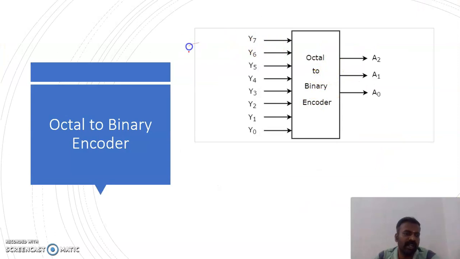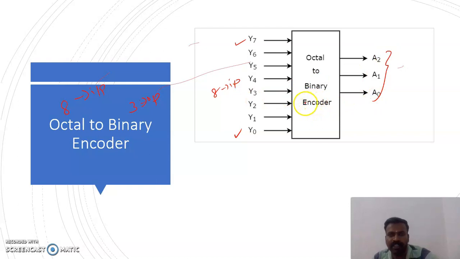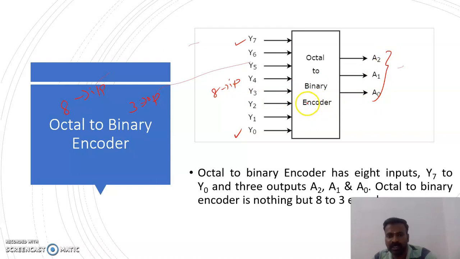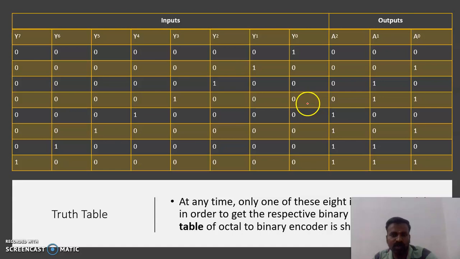Next, octal to binary encoder. As already I said, octal 8 and binary 3. So 8 input and 3 output. So have a look at this. Y0 to Y7, 8 inputs and 3 outputs are A2, A1 and A0. Okay, right. So now let's do table creation. So Y0 to Y7.